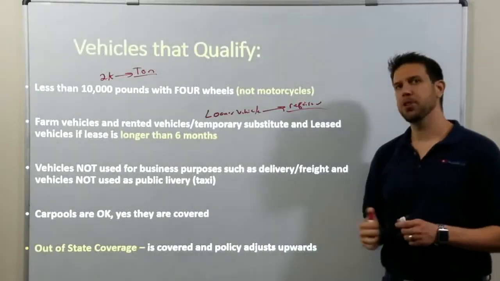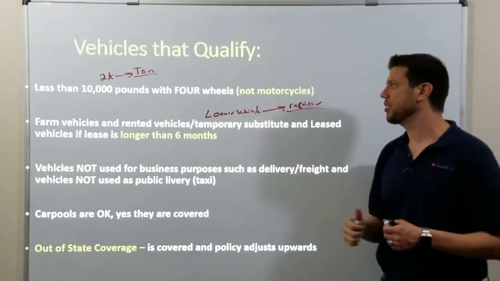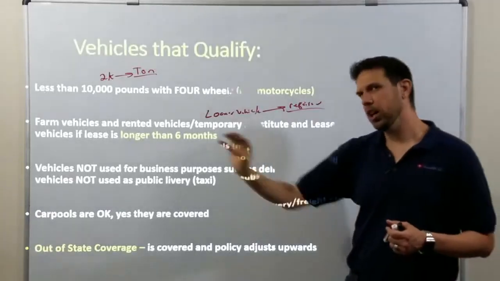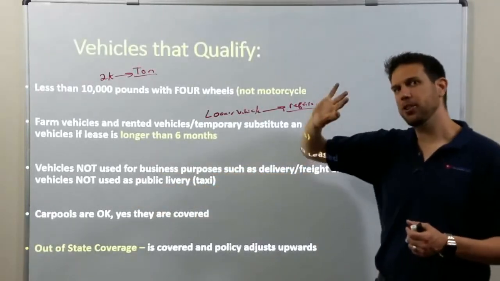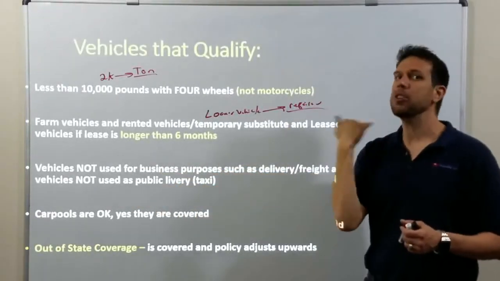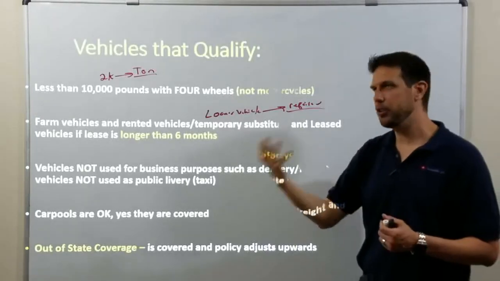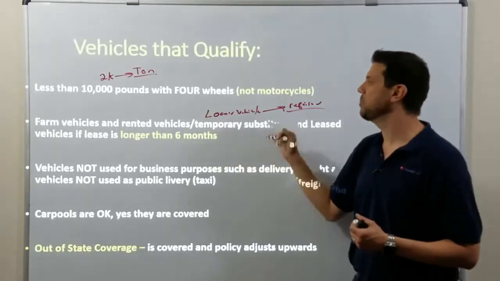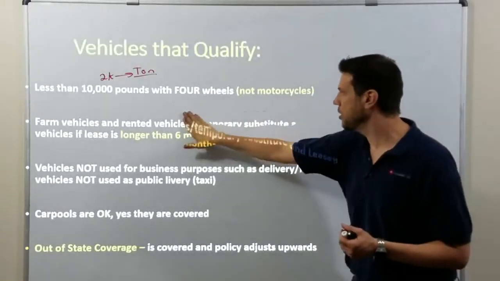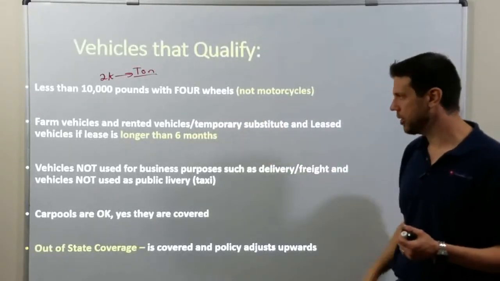A temporary substitute, that's the exact definition, and it is on your test. If you drop your car off to get it fixed, and the dealership gives you a loaner car, not a rental car, nothing you paid for, but something that you just borrowed while your vehicle was being repaired, that's a temporary substitute. It's also covered underneath your auto insurance.